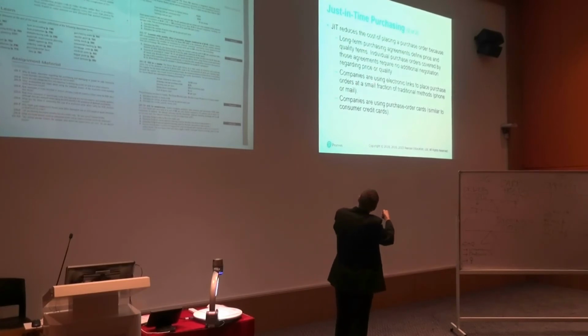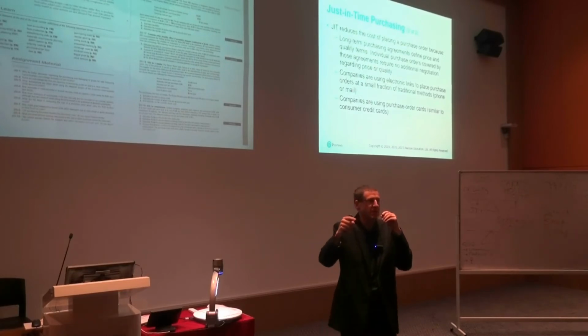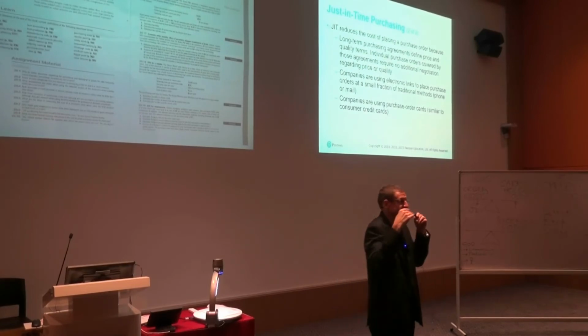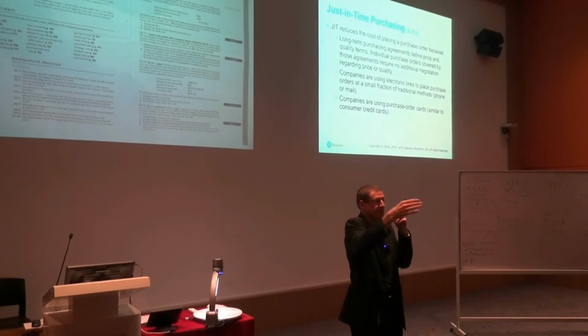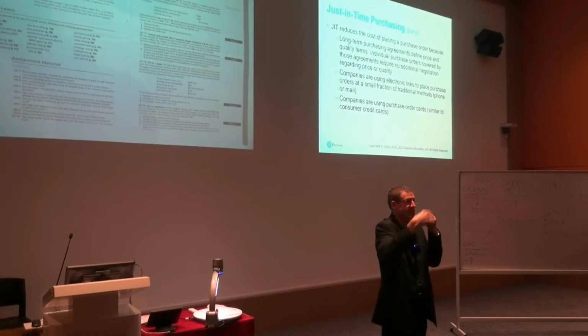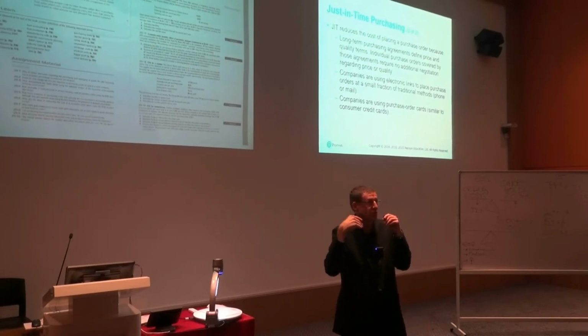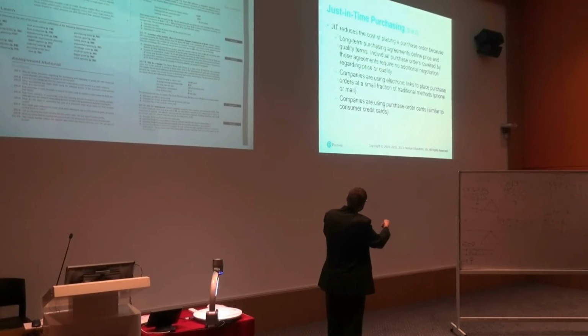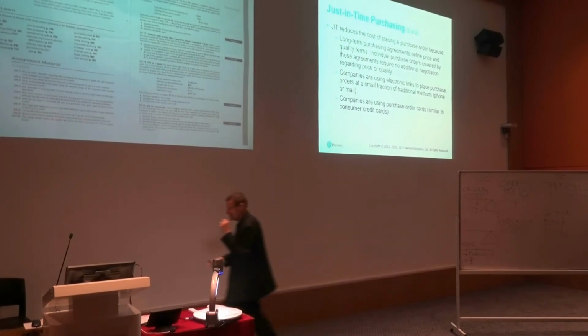Companies are using electronic links to place purchase orders at a small fraction of the cost of traditional methods, like phone or mail. My colleague Eugene, who teaches information systems and data analytics, talks about ERP systems and electronic data interchange systems, EDI, which automatically place orders with suppliers when a certain reorder point is triggered. Companies are also using purchase order cards similar to consumer credit cards. This is how they can reduce the costs of purchasing.